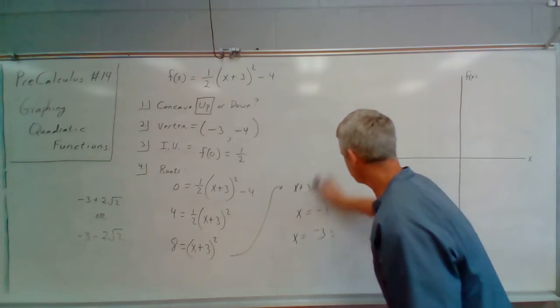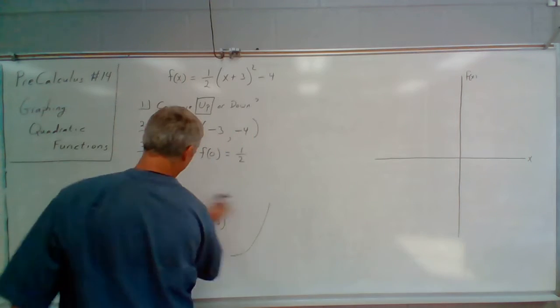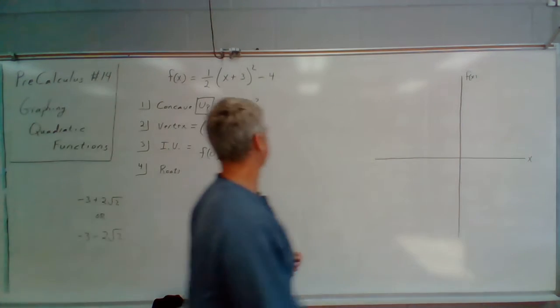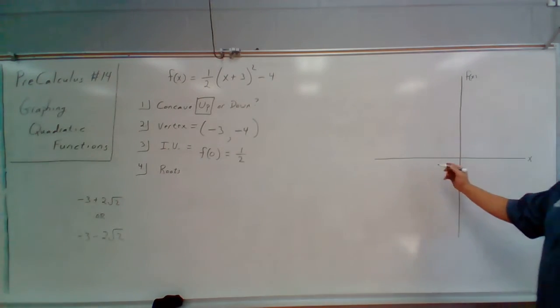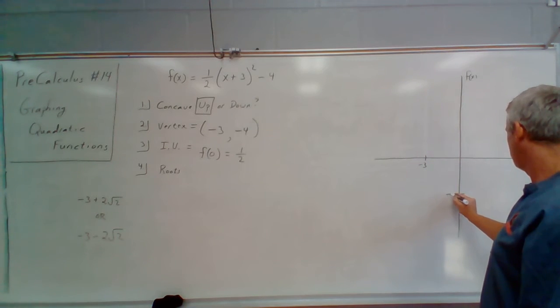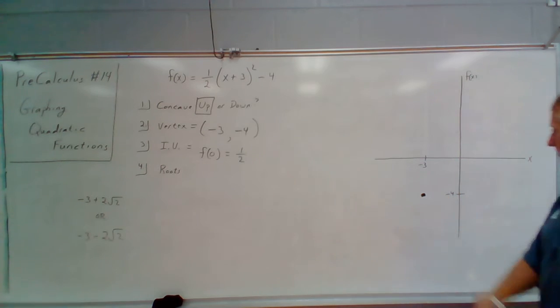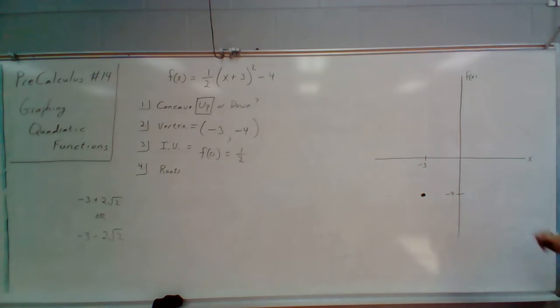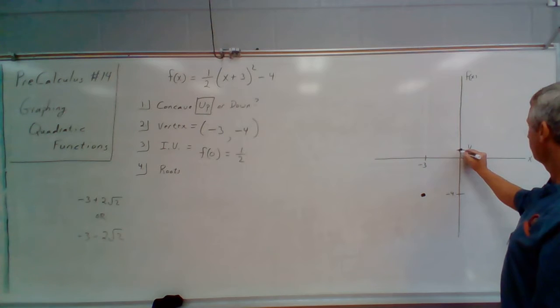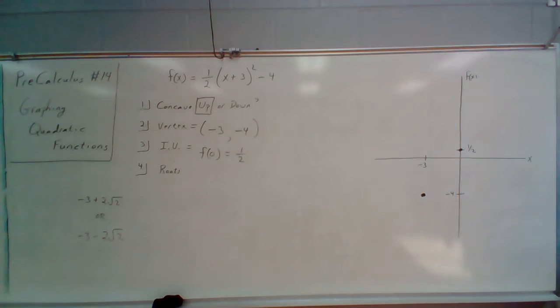I'm going to get rid of this, make some room. Here are my 2 roots. All right, let's make a graph of this. So my vertex is at -3, -4, my initial value is at 1/2, so about right there. My roots are at -3 plus 2 times the square root of 2, and -3 minus 2 times the square root of 2.